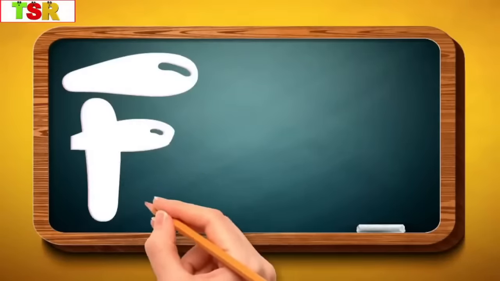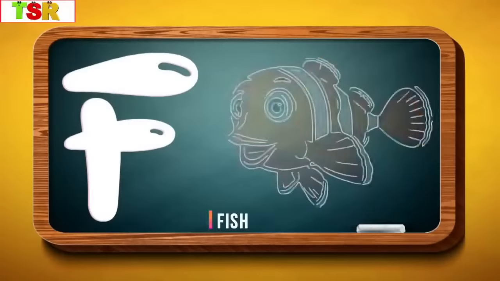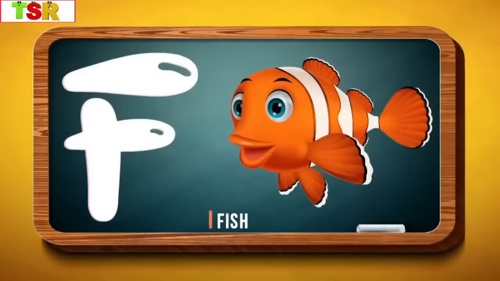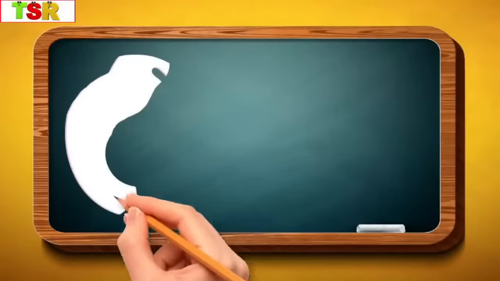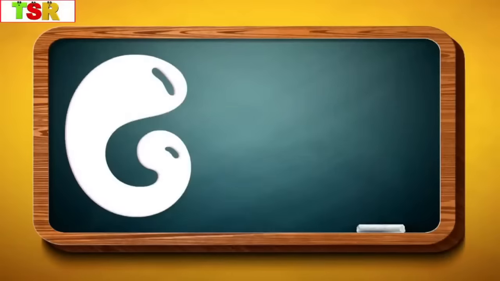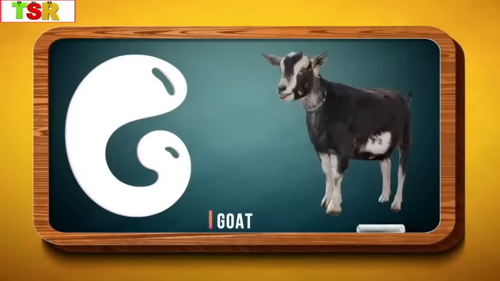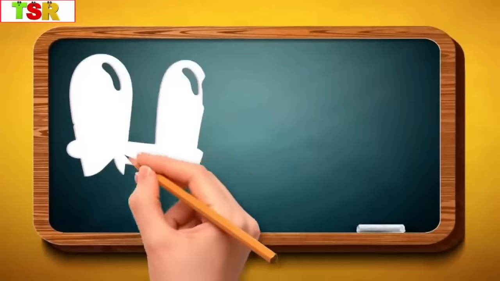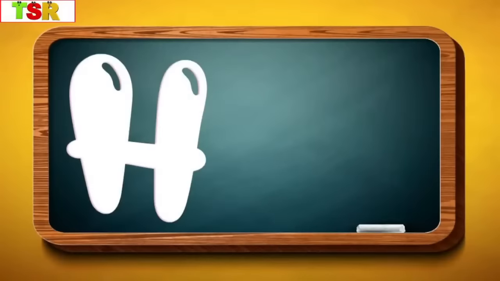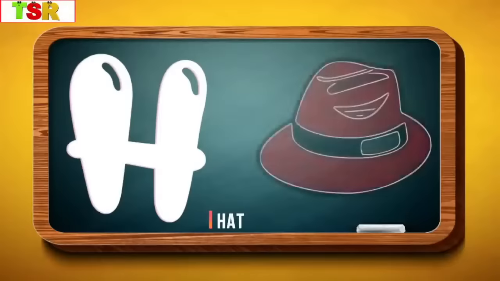F. This is the letter F. F sounds like fish. An orange fish. G. This is the letter G. G sounds like g, g, g. Goat. A black goat. H. This is the letter H. H sounds like hat. A red hat.